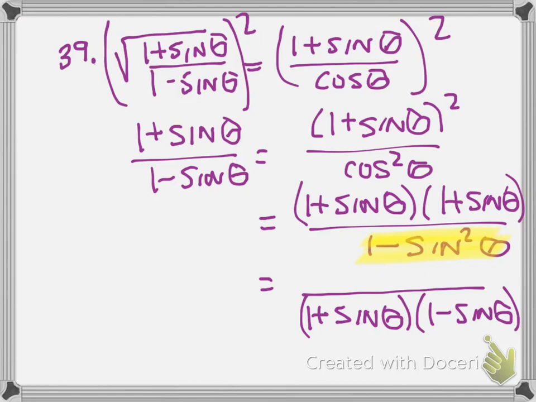How is that going to help me? Well, if you look up at your numerator, I think we'll be able to cancel out one of each. So I can get rid of that, and I can get rid of that. And that leaves me with the same thing I had on the other side: 1 plus the sine of theta and 1 minus the sine of theta.